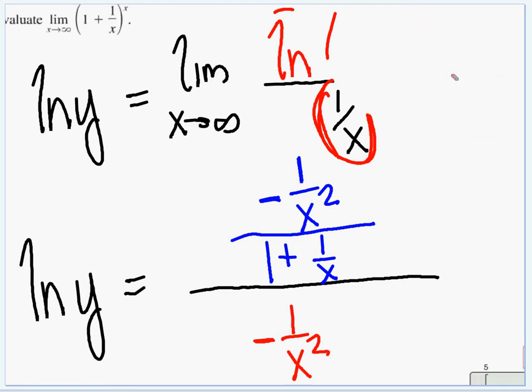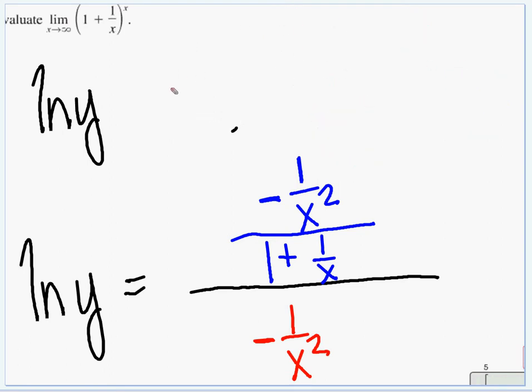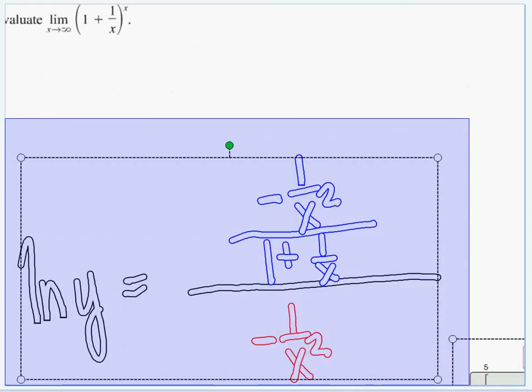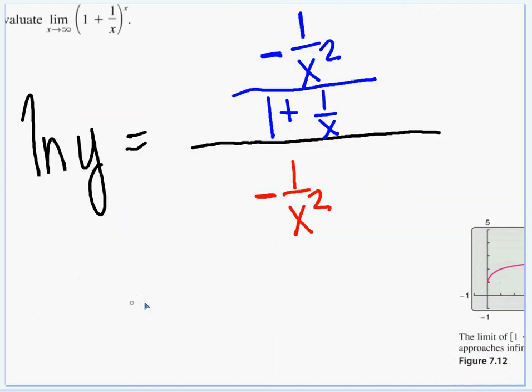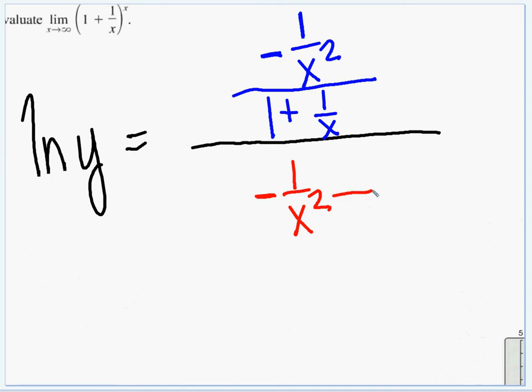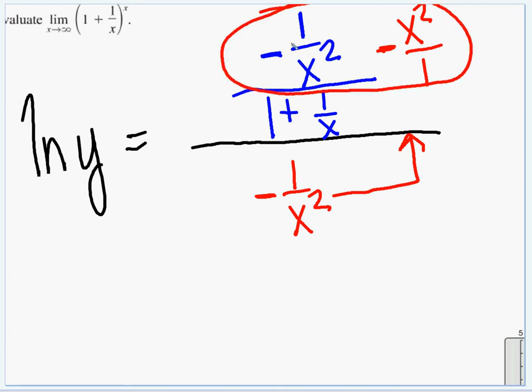There we go. Now, it might be hard to see here, but we can cancel. I guess the easiest way to look at it is if we bring that red denominator up, flip, and multiply. So if I bring up this red denominator, and now it's x squared over 1, and it's also negative. It's going to cancel with this numerator. Those are just going to turn into a 1.